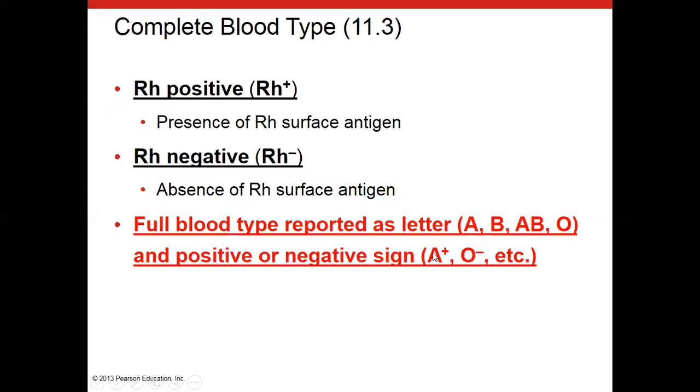A positive would be positive for the presence of both the A antigen and the Rh antigen. O negative means there's no antigens on the surface of their red blood cells. So there's three possible antigens, A, B, and Rh. And if you don't have any of those, if you don't have A or B, then you have O blood type, meaning there's neither A nor B antigens on the surface of your red blood cells. And then if you're negative, O negative has no antigens on the surface of the red blood cells.